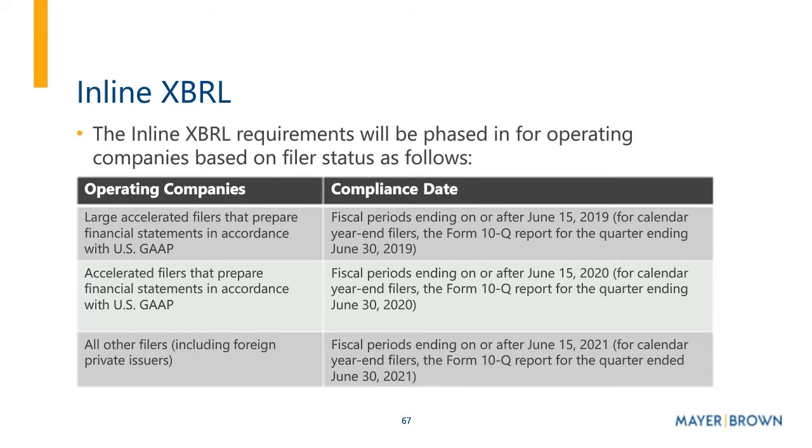So here we show the phased-in compliance period that's based on filer status. As you can see, calendar year large accelerated filers that use GAAP would have begun compliance with Inline XBRL with their second quarter 10-Q. And keep in mind that even though there are other dates for the phased-in compliance period, companies can comply earlier.